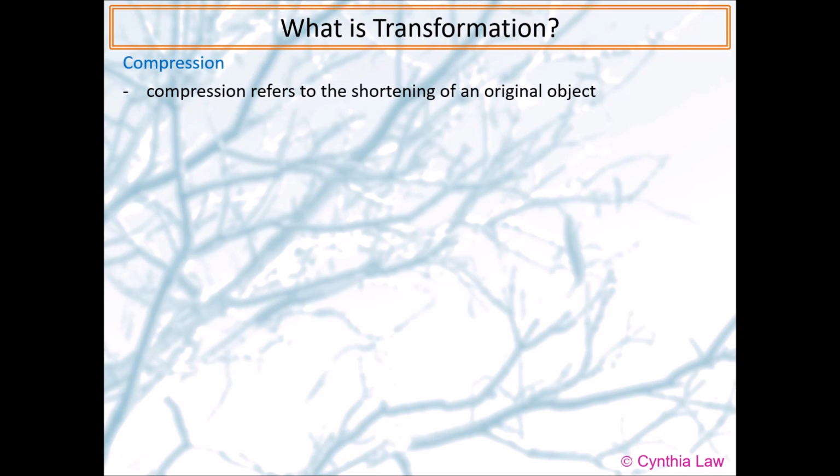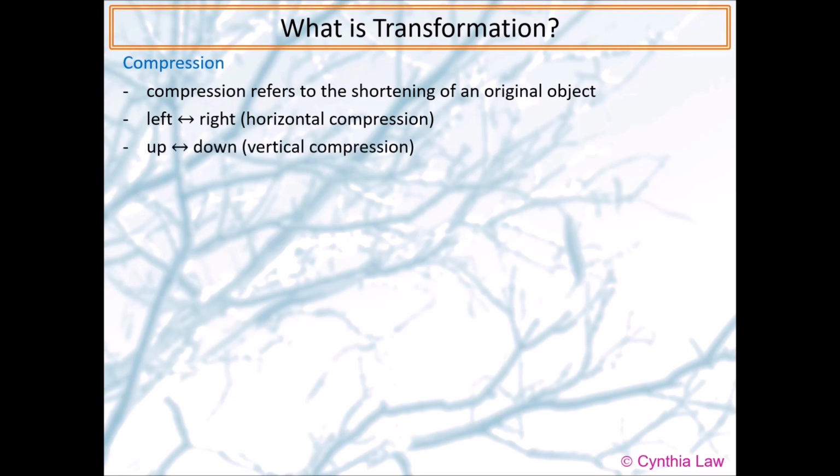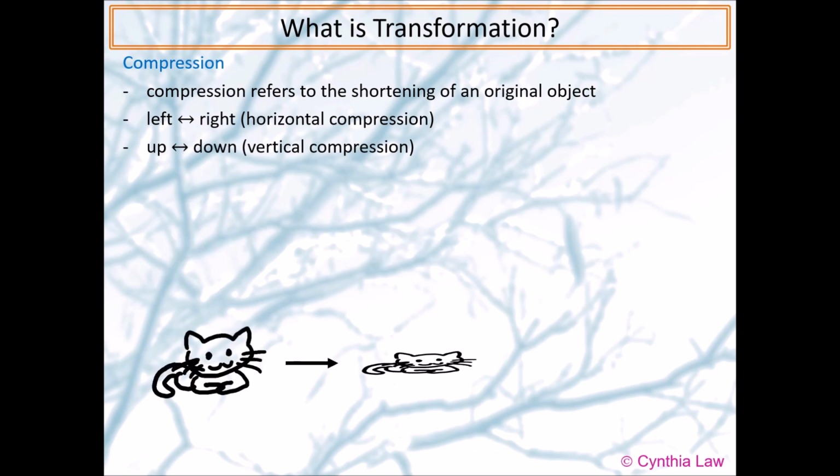Compression. Compression refers to the shortening of an original object. So we can compress something in the left-right direction, so that's called horizontal compression. We can also compress something in the up-down direction, which is called vertical compression. So this cat again, we can compress it horizontally, and this is what it looks like. And we can compress the cat vertically, and this is what it looks like. So this is vertical compression.